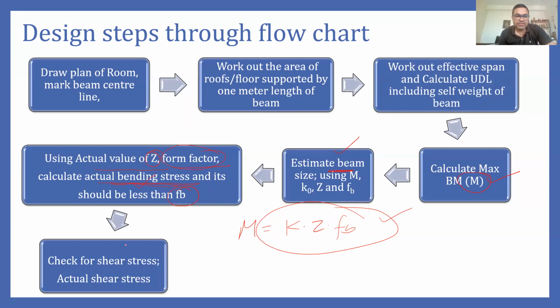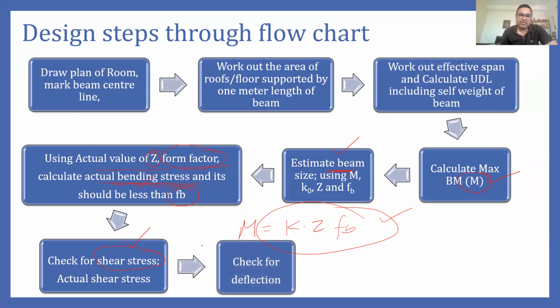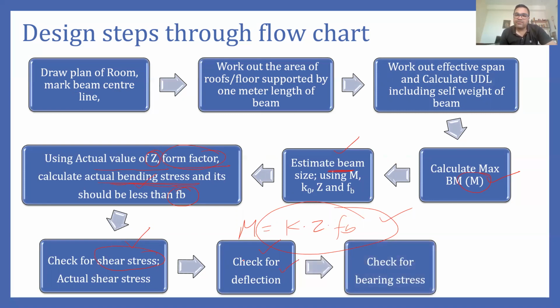After that, we will check our beam's dimensions for the next criteria, which is the shear stress criteria. So in this case also, we will first find out the actual shear stress, and we will compare that actual shear stress with the permissible shear stress, which is given in the table. I will show you that table. And after that, we will have the check, which is check for deflection. So we will check our beam size for the deflection criteria also.